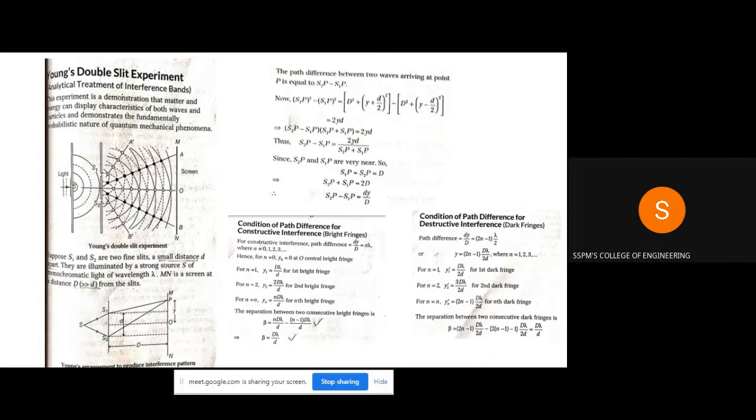Young's double slit experiment and Fresnel's biprism are examples where coherent sources have been obtained by division of wavefront. Division of wavefront means the wavefront has been divided.